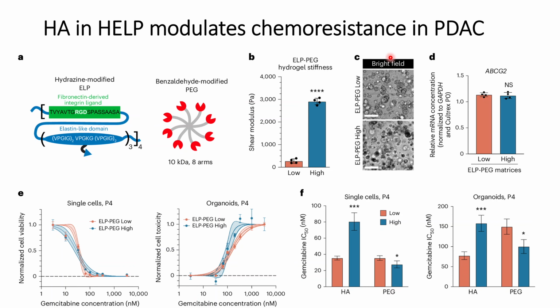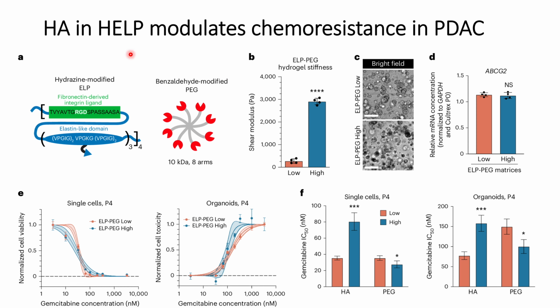In this video, we will discuss which factor in the matrices contributes towards chemoresistance in the PDAC. As the heading suggests, it's the HA in the HELP matrices that modulates chemoresistance in the PDAC. So the researchers checked the effect of both HA and ELP proteins on these pancreatic cancer cells, to see which of them will cause this chemoresistance in the high HELP conditions.